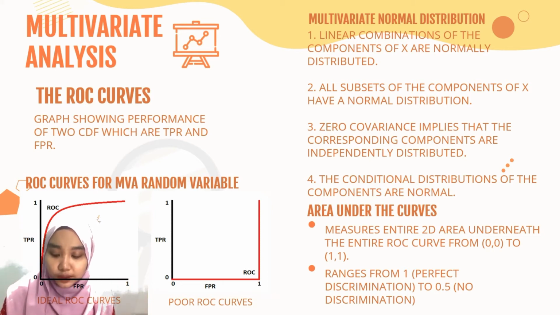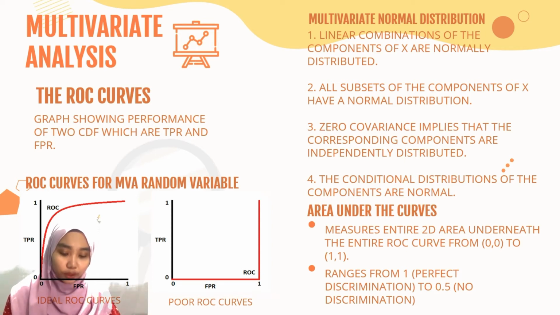So, the ROC curve is a graph showing the performance of a classification model at all classification thresholds. The ROC curve is plotted with two cumulative distribution functions, which are the true positive rate and the false positive rate, for all cutoff points. Here are some examples of an ideal ROC curve and a poor ROC curve. The area under the ROC curve, AUC, measures the entire two-dimensional area underneath the ROC curve from (0,0) to (1,1). AUC ranges from 1, which is perfect discrimination, to 0.5, which is a model with no discrimination ability.